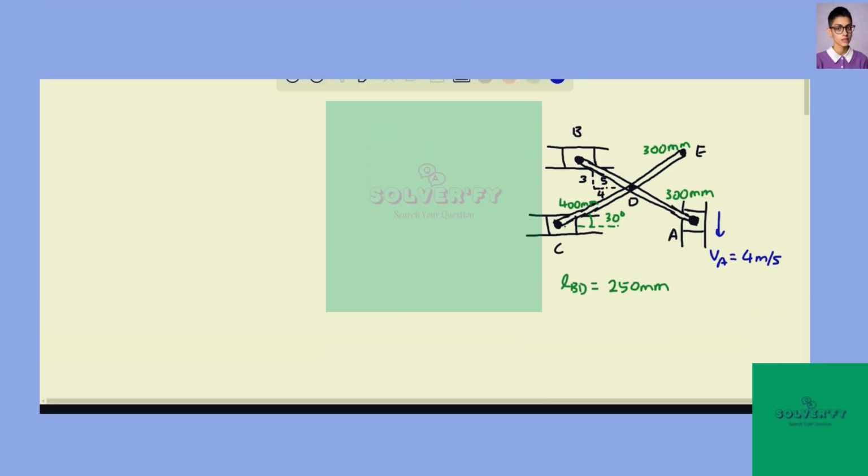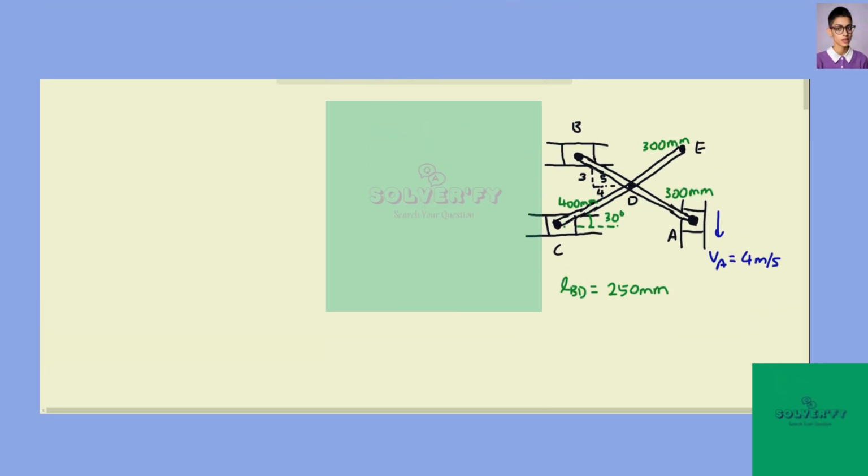In this question, there are two links, AB and CE, and they are not pinned at D, but they intersect at D. At this instance, block A is moving downward at 4 meters per second. We need to determine the velocities of blocks B and C at the instance shown.